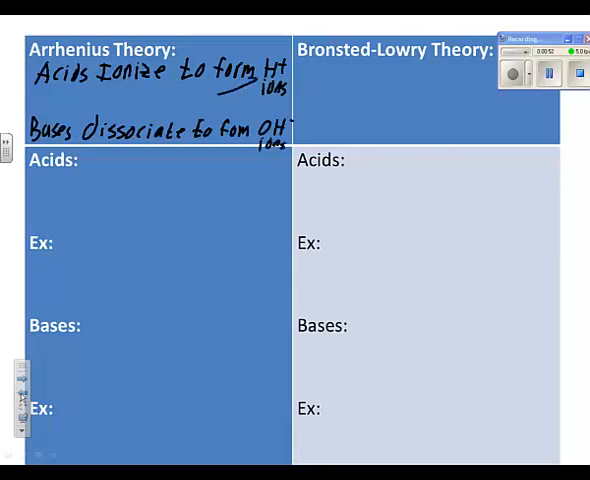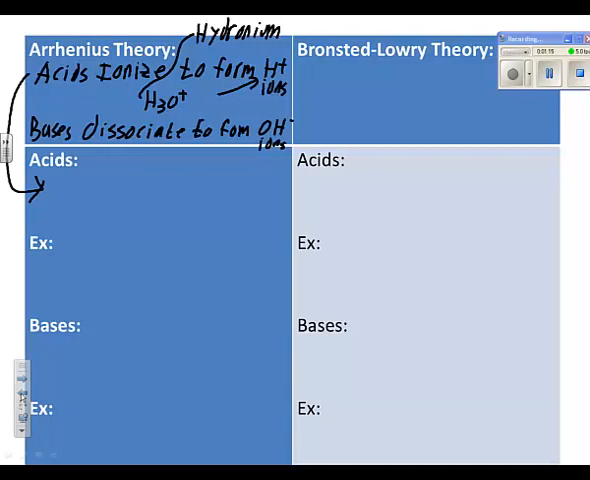Now generally this H plus ion up here comes in the form of H3O, and the name for H3O plus is hydronium. It's something you need to know, because you're going to see it written as both H plus and H3O plus, so make sure you know that those really mean the same thing. So we're going to stick with the Arrhenius side for now. And so remember, acids ionize to form H plus ions.